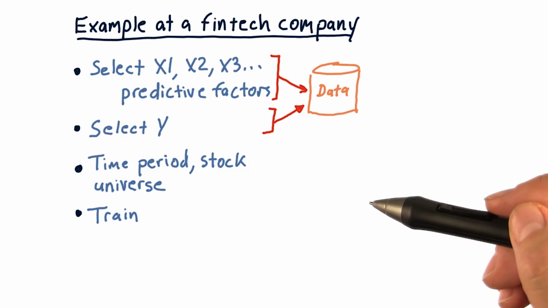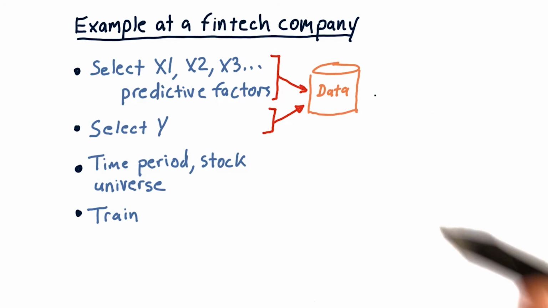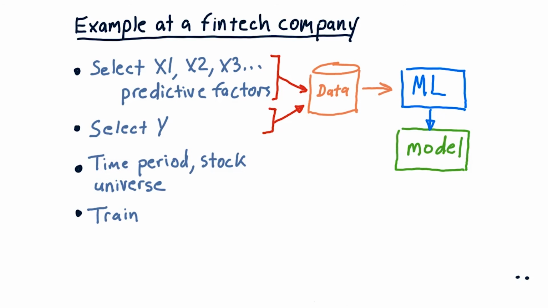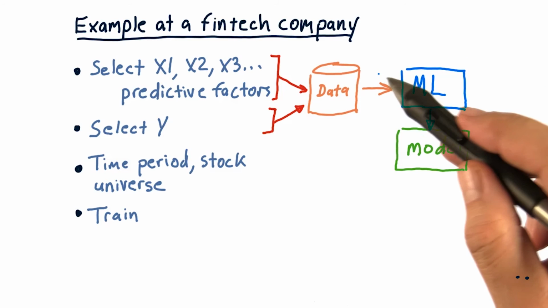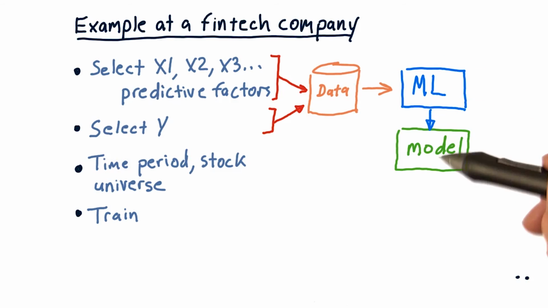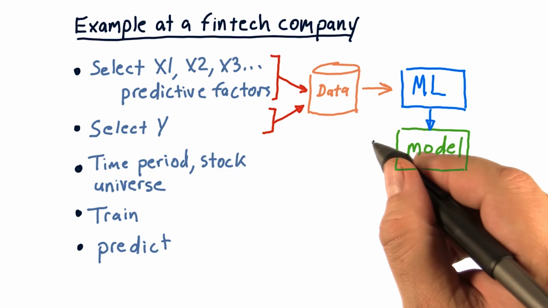Now we can train our model. We can take this data to produce that model. We unleash our machine learning algorithm. This might be KNN, it might be linear regression, it could be decision tree, whatever. That algorithm takes this data and converts it into a model. We're ready now to use that model to do some prediction.